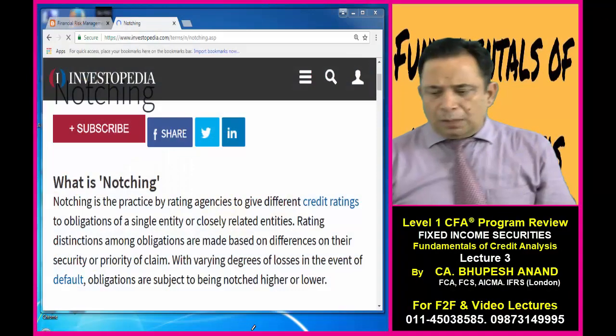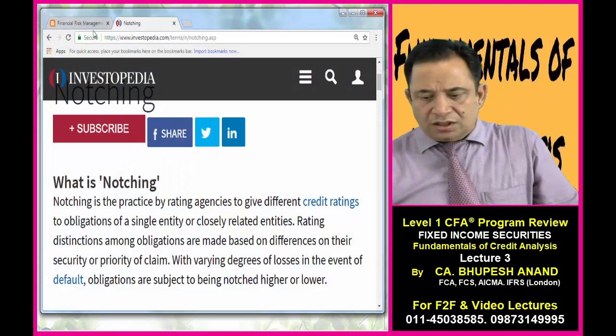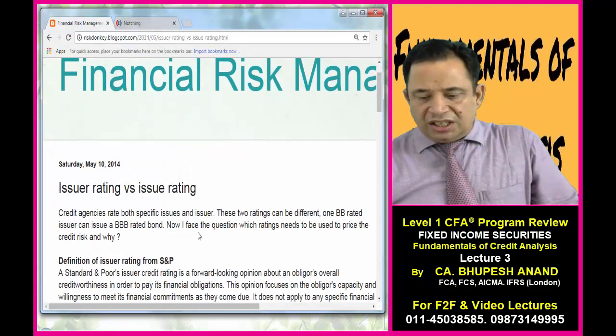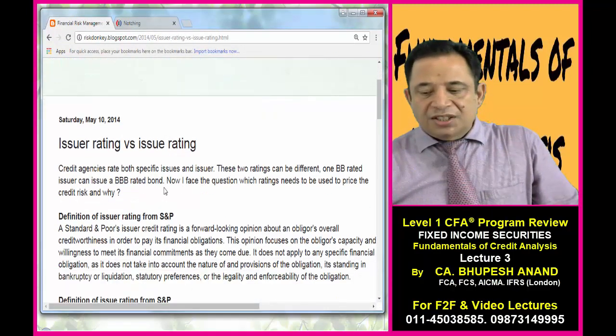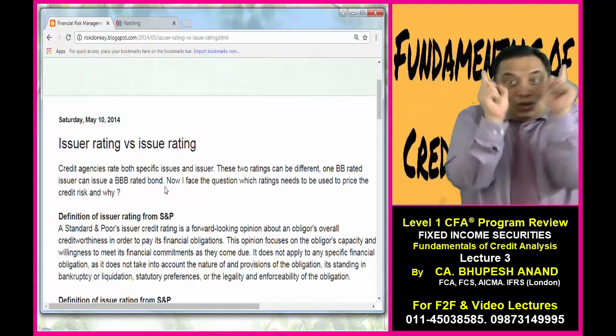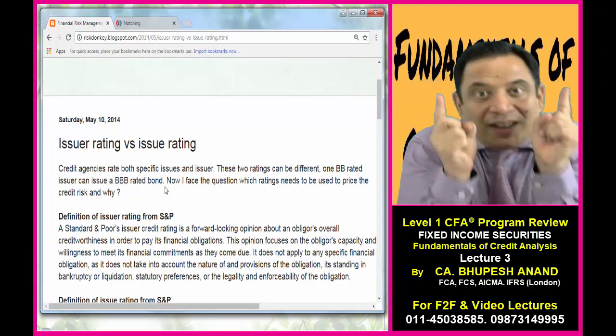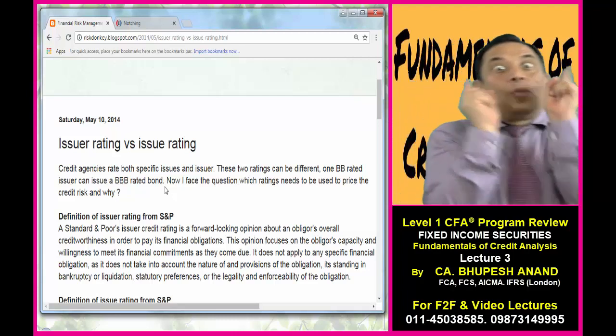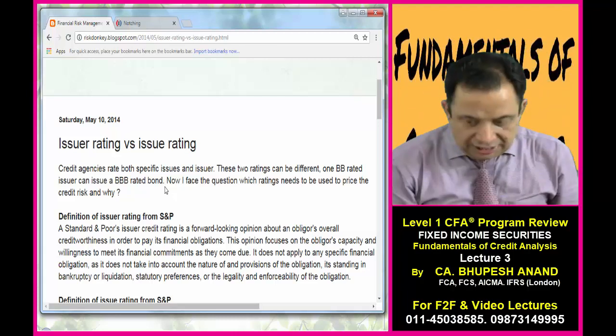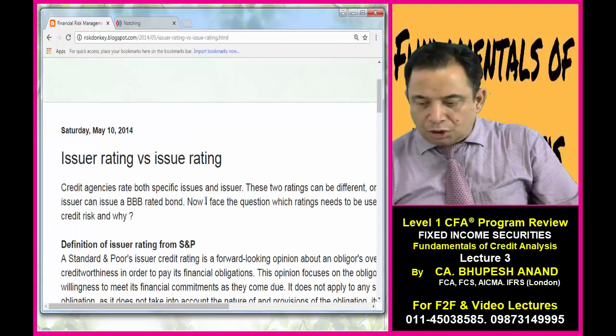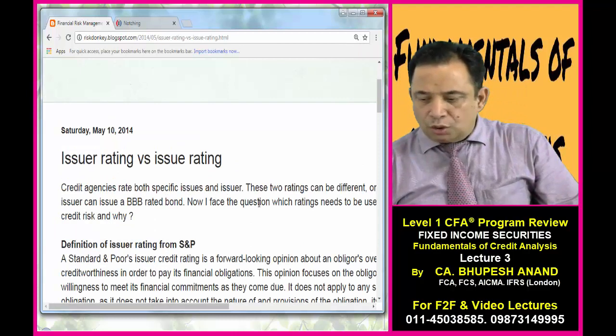So let's see what Google says to us. What is the meaning of issuer rating versus issue rating? There's a difference between issuer rating and issue rating. Issuer rating is always more than issue rating. So just see the point which I have. Credit agencies rate both specific issues and issuers. These two ratings can be different.